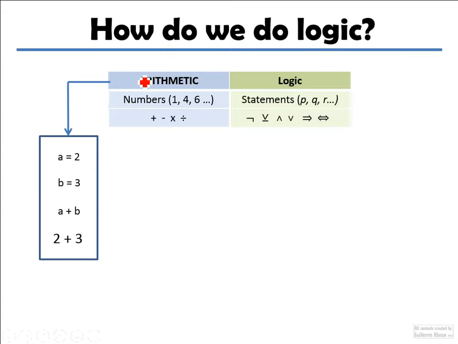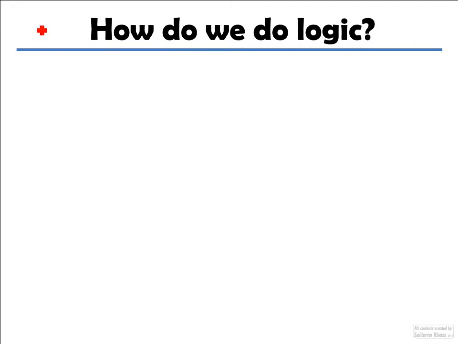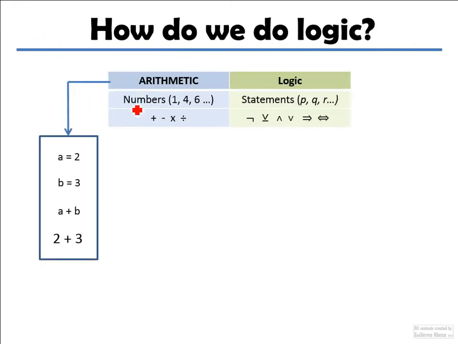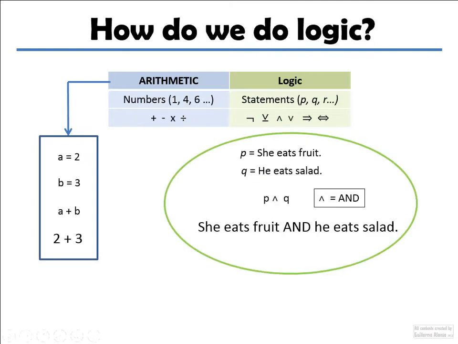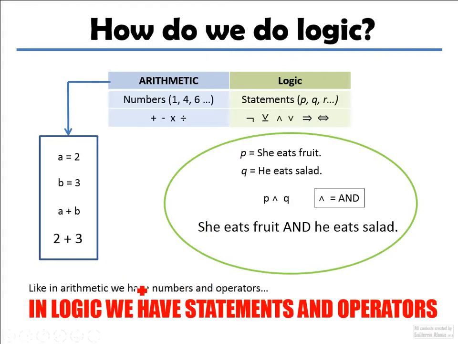So how do we do it? How does this logic thing work? Very much like arithmetic, we have numbers and operators. Like in arithmetic, we have numbers, 1, 4, 6, and we have operators, and we can build operations with this. In logic, we have the same thing. We have statements like P, Q, and R, which mean things like he is fruit, and operators. So, what are those statements going to be? They're going to be these facts, statements or propositions that I said, and these operators are going to be things like and, if, or, etc.